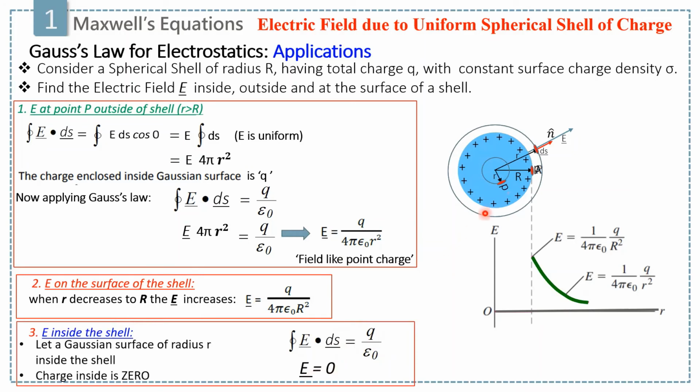So this means inside, the electric field is 0, which you can see in the graph here. From the center up to the surface, you see the electric field is 0. Once you reach the surface, the electric field is maximum. And when you move away from the surface, you can see the electric field decreases again.